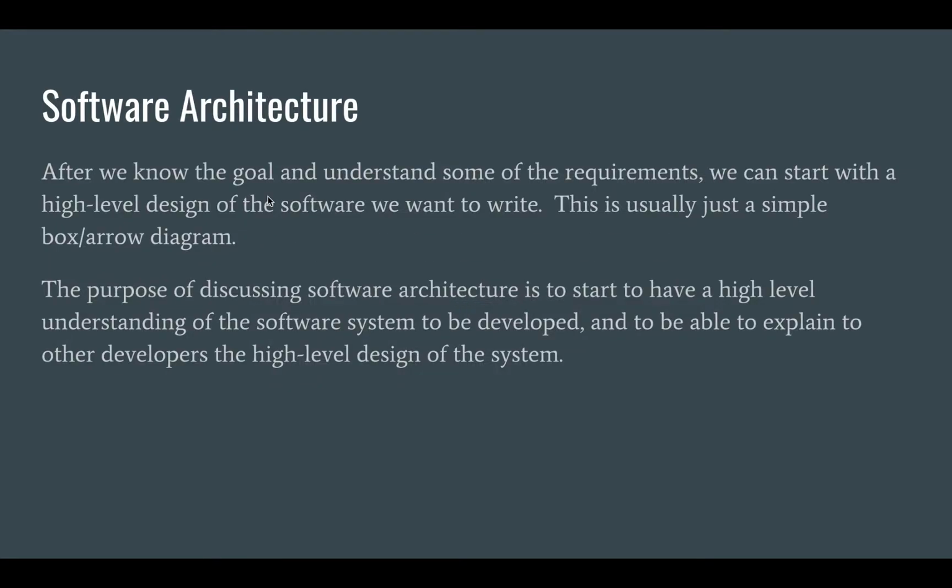Next, so we have our requirements. We've discussed the goal. Next, we'll talk about architecture. So after we know the goal and understand some of the requirements, we can start with a high-level design of the software. This is usually just a simple box and arrow diagram. Most of the time, this is just done on a whiteboard. You'll get everybody that's working on the project. You'll kind of sit together. You have a short meeting, usually a stand-up meeting, where everybody's at the whiteboard with a handful of pens, and you're marking on the whiteboard trying to figure out what the software should generally look like. Or I should say what the implementation of the software should generally look like.